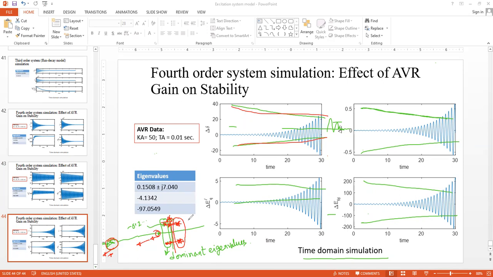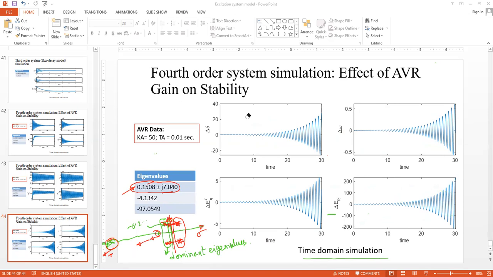So you have a complex pair of eigenvalues whose real part is positive. The frequency has increased a little bit. It was in the range of 6 point something. Now it is 7.040. But it's not the main problem. The main problem is this real part having a positive value. So you see they have shifted to the right of the S plane. This is the sigma. And correspondingly, the time domain response also suggests that the system is now unstable.